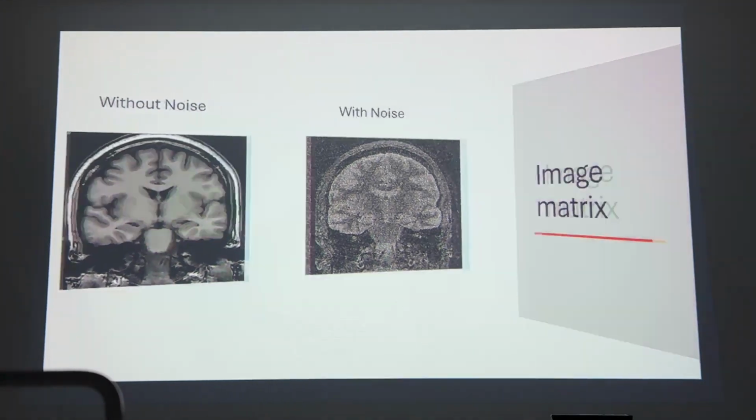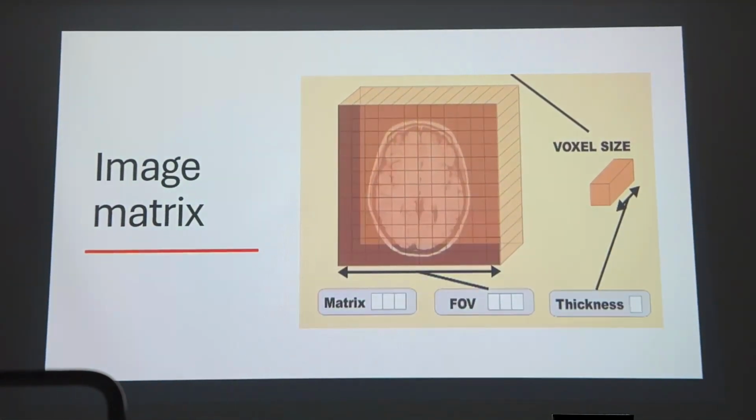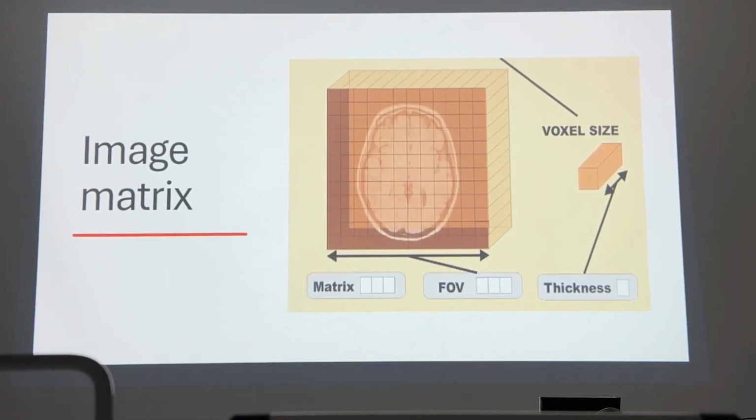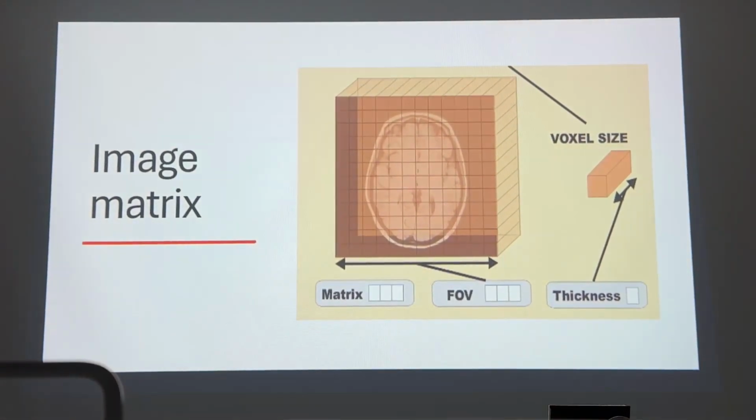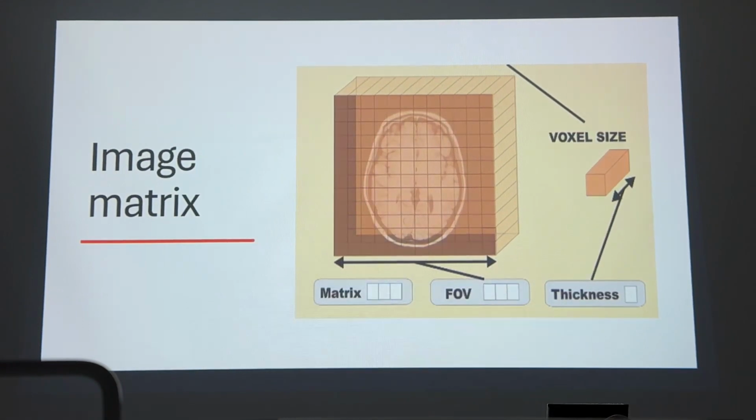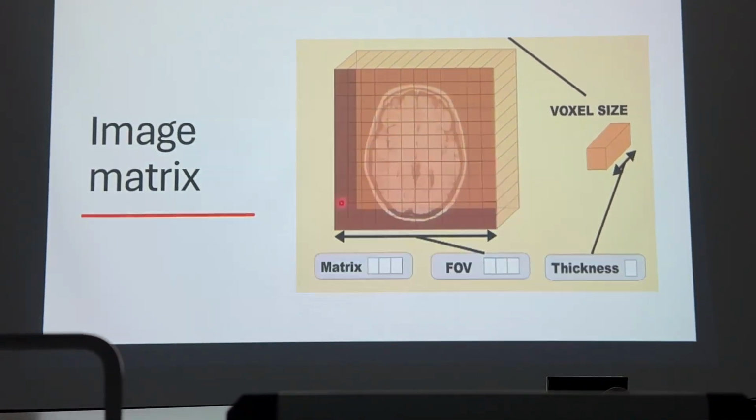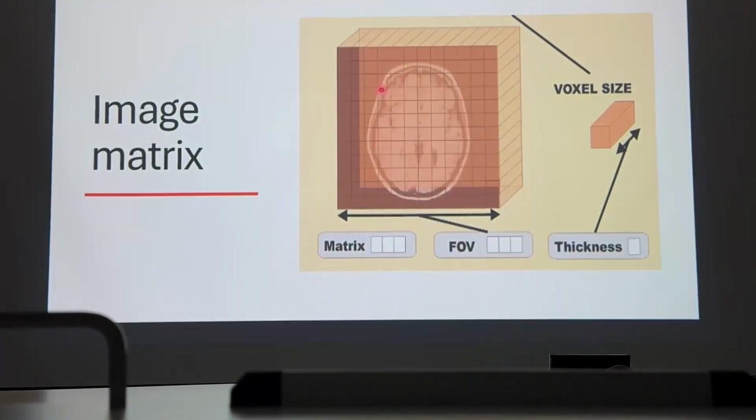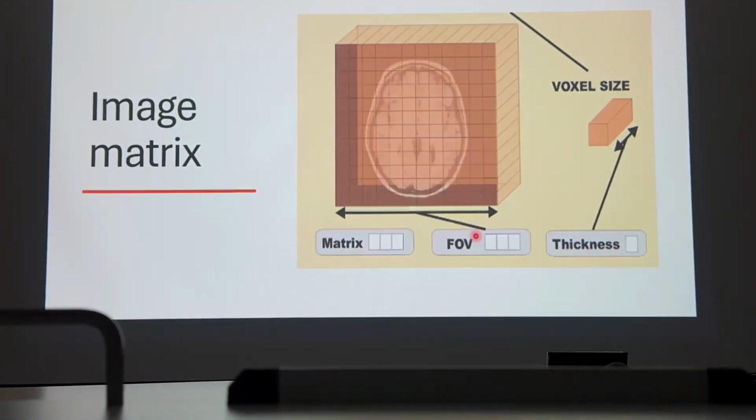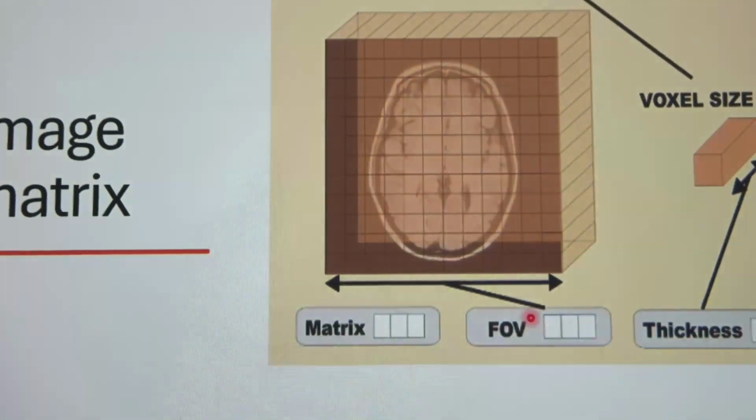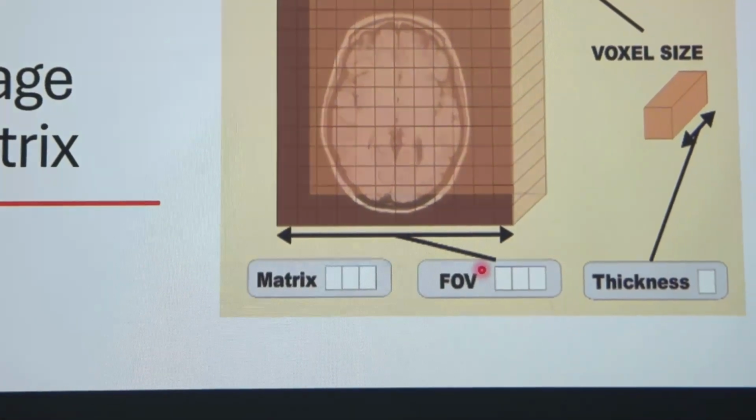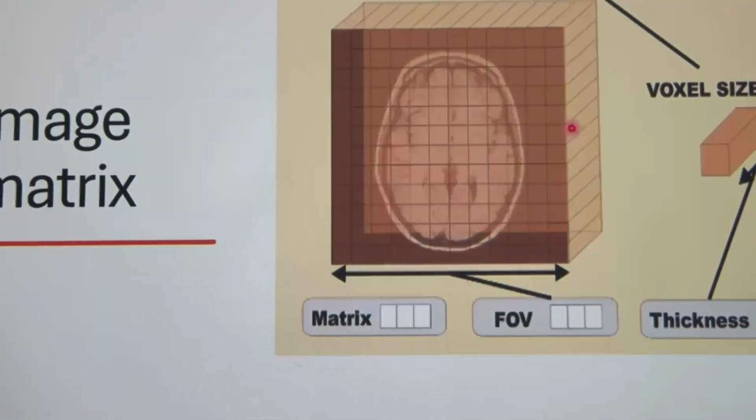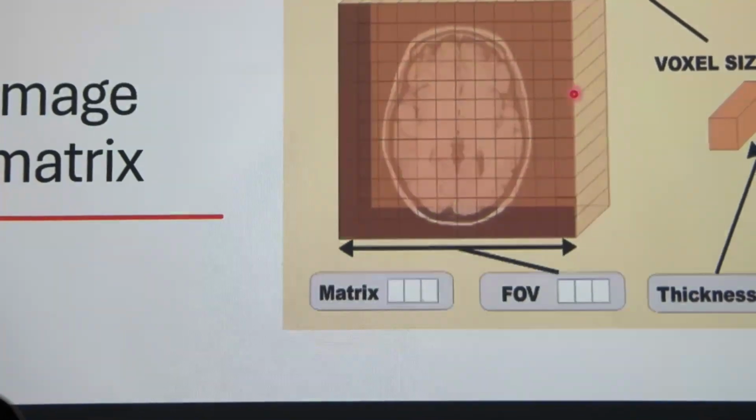Let's continue. And the second definition that we need to know is the image matrix. Image matrix is a well-known term for every MRI practitioner, and it reflects a two-dimensional array of elements arranged in columns and rows. And this individual element in the image matrix is called the pixel or picture element, which reflects the signal coming from the body as a source.